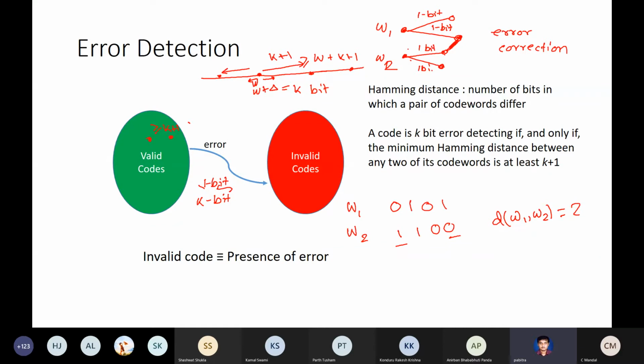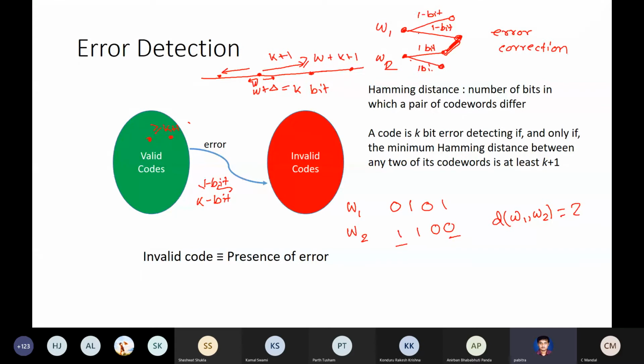So two different valid code words, after error, should not get mapped to an identical new code word. Then we cannot do error correction. Then there's an ambiguity. You can either correct it to this or you can correct it to this. So that should not happen.